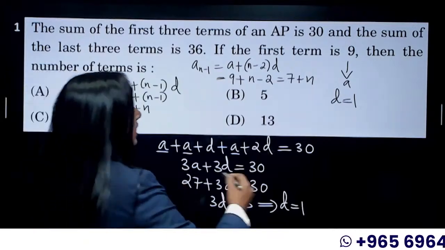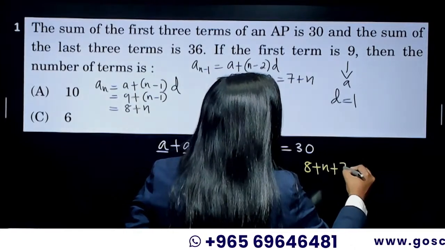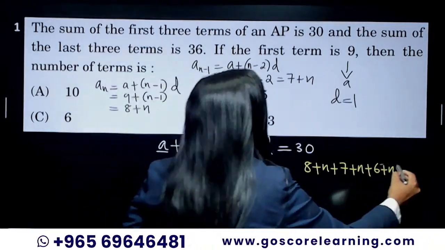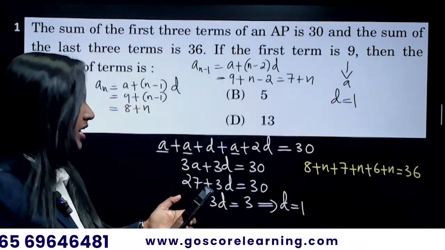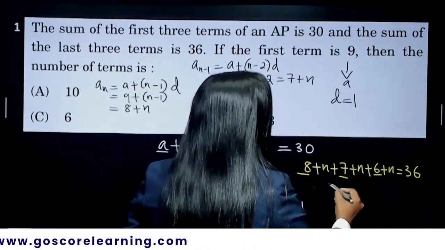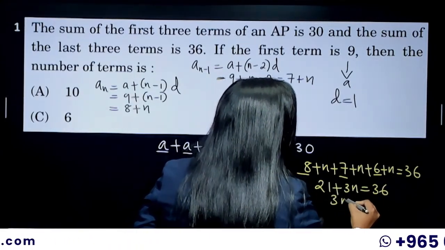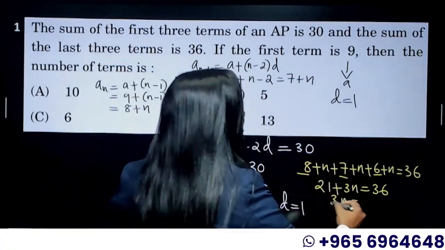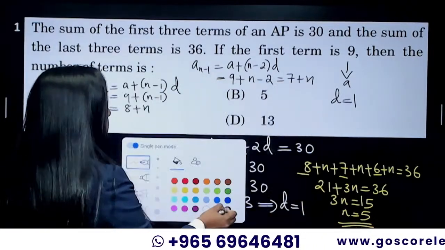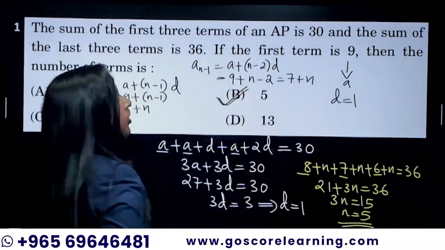So what is given? The sum of the last 3 terms. So we will write it as 8 plus N plus 7 plus N plus 6 plus N is equal to 36. So 8 plus 7 is 15, and 15 plus 6 is 21. So 21 plus 3N is equal to 36. So 3N is equal to 36 minus 21, which is 15. So N is equal to 5. Even though this is an MCQ question, it is kind of lengthy. So the answer is going to be 5.